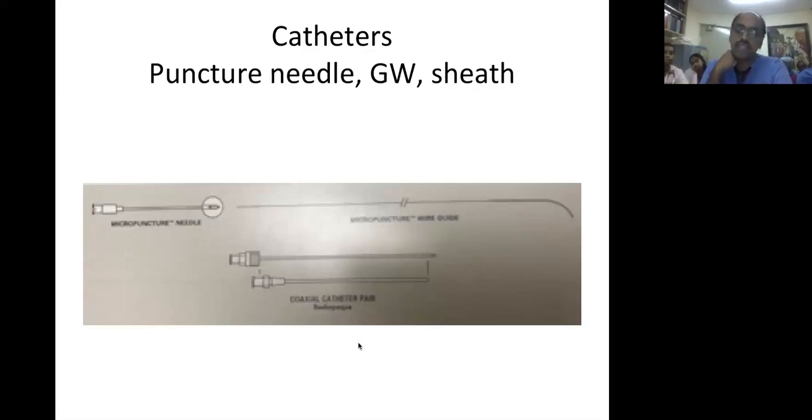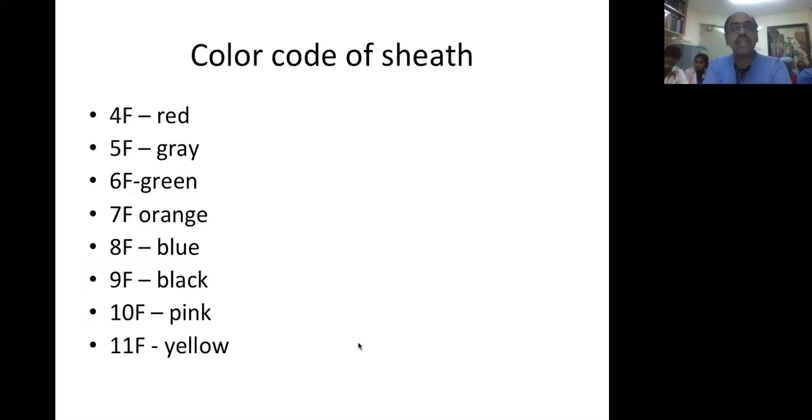The guide wires, I'll come to later. The color coding of the sheath: the moment you put in the guide wire, the next thing will be what sheath you are going to put. Depending on the size of the child, you use 4 or 5 or 6. So there is a color coding, and if you go into the cath lab, you will find all these things.